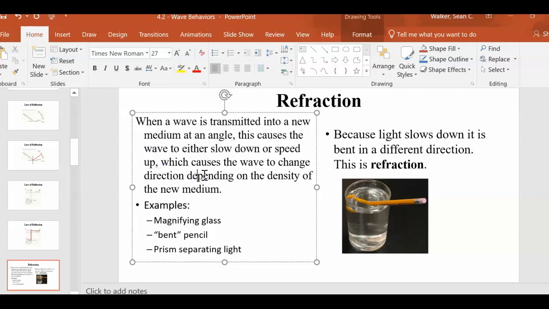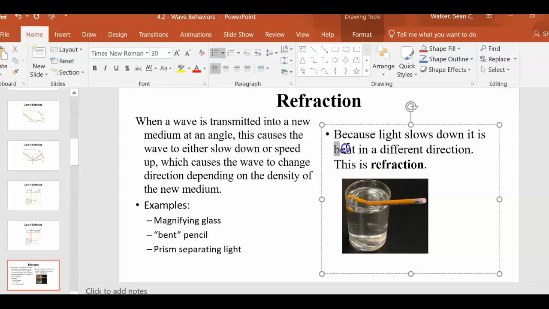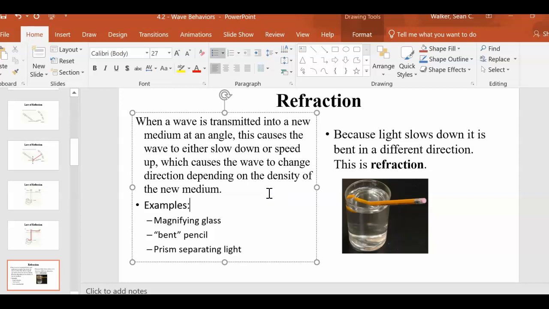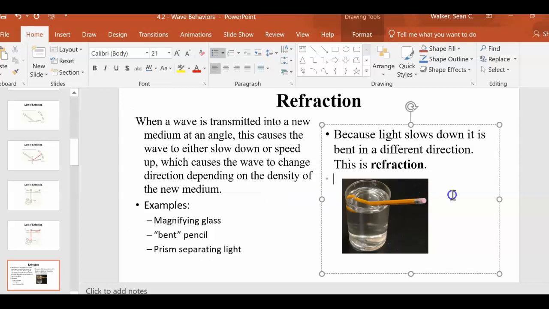Now what happens when the wave speed changes is it causes the entire wave to change direction. In other words, it causes the entire wave to be bent, depending on the density of whatever the new medium is. So refraction is the wave behavior that happens when a wave goes from one medium to another and bends because its speed changes. Either it slows down or it speeds up.